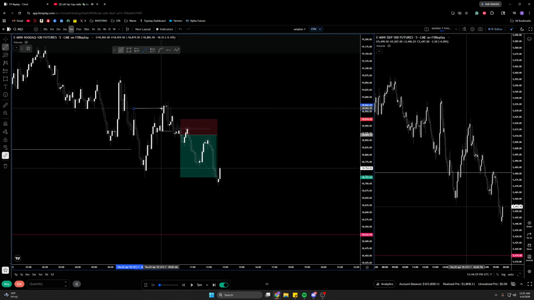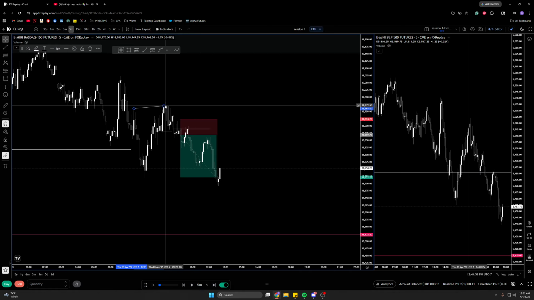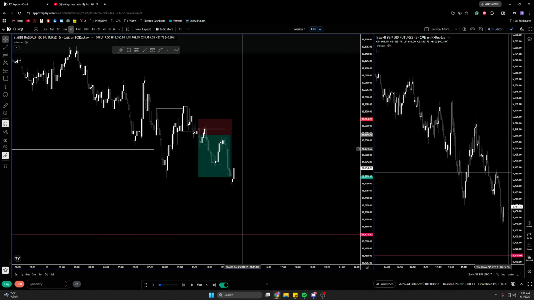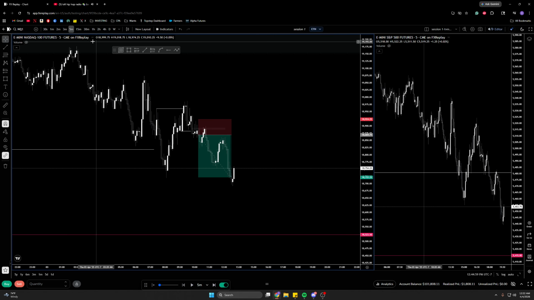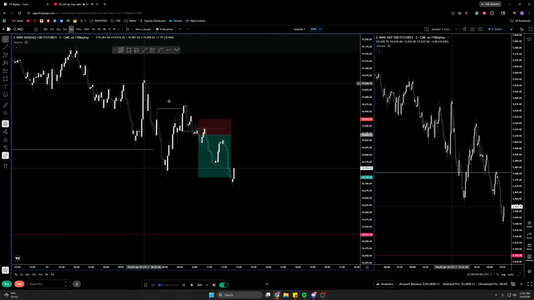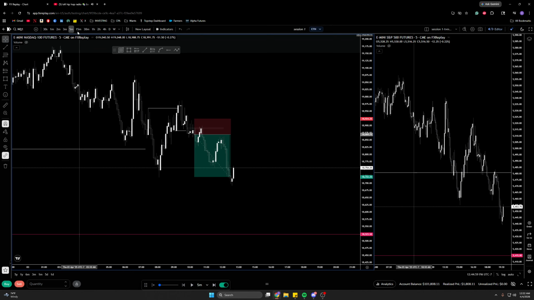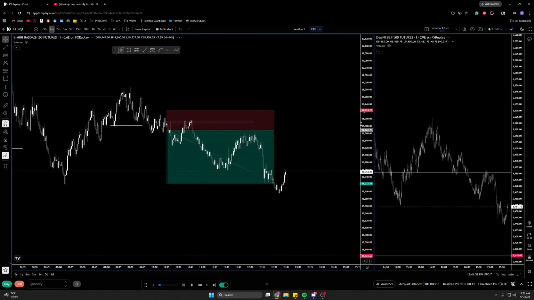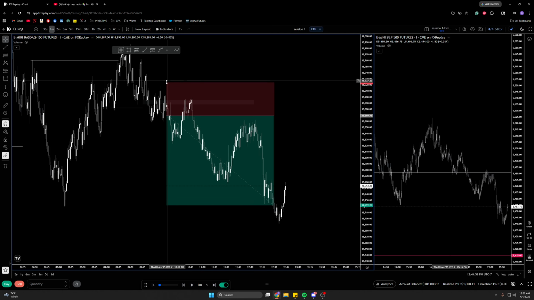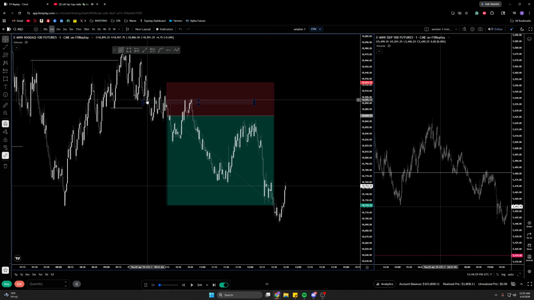I don't know. We do have internal here, but I feel like this would just be me giving myself a reason to take this. I think it's an okay trade. I just don't like the size of this 5 minute. Let's go ahead and look at the 1 minute. Yeah, the 1 minute looks kind of disgusting.